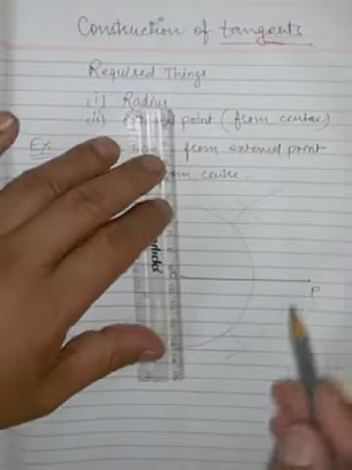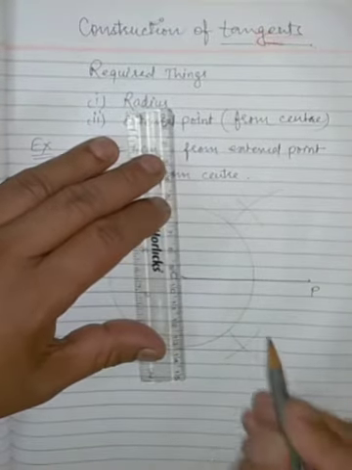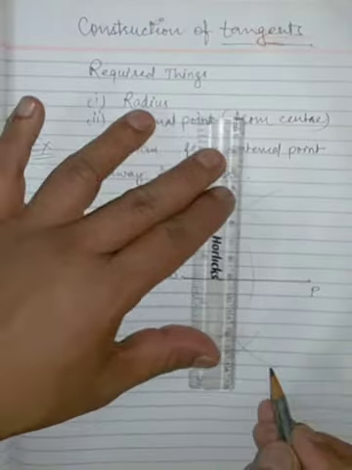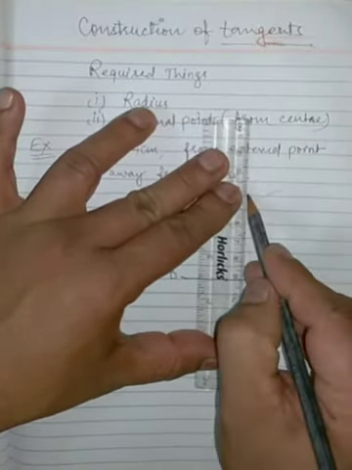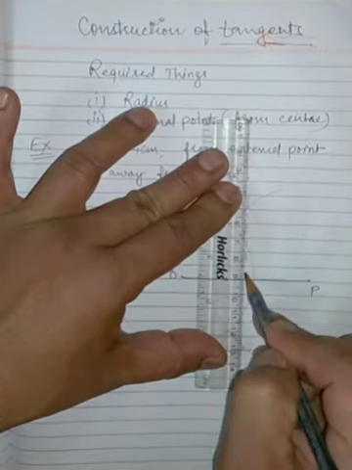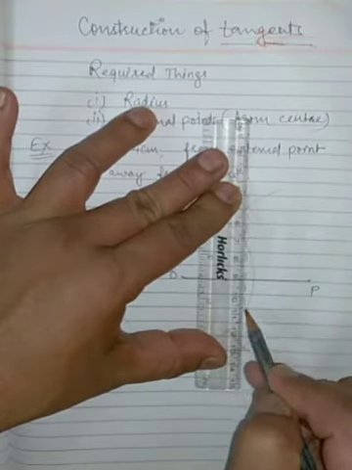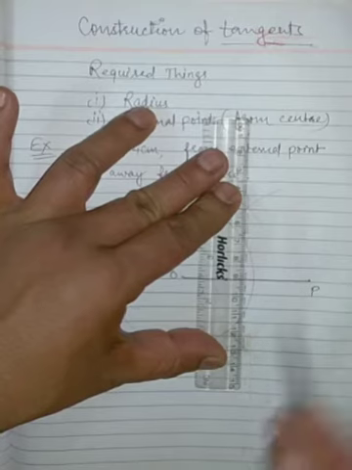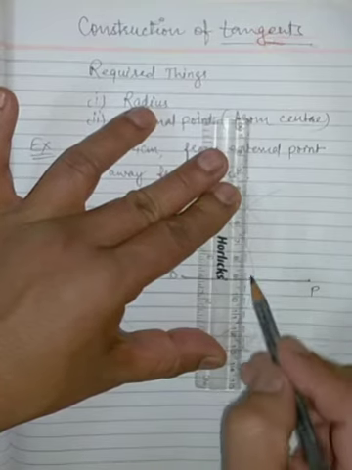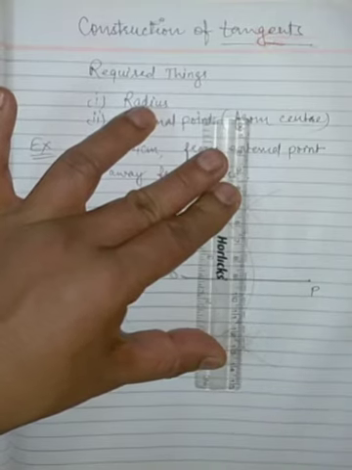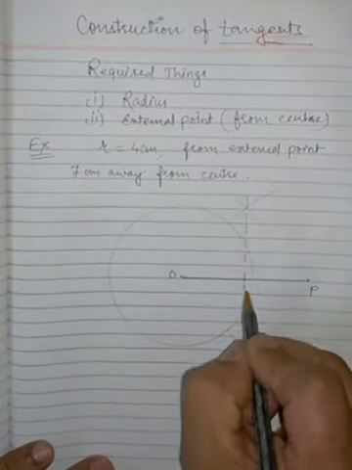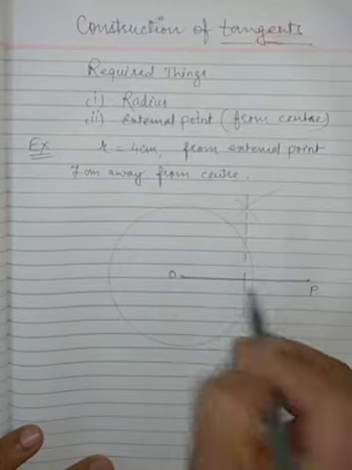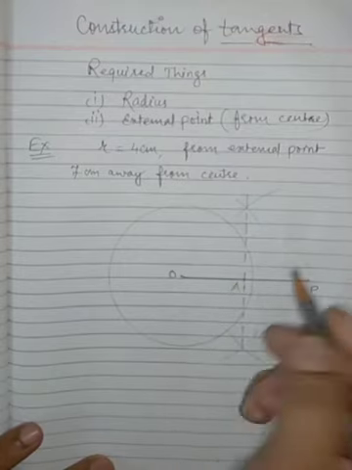Now let us join these points of intersection. You can join it with dotted lines. Just make sure that it should cut OP. So you will get here a point. Let the point be A, or you can take any other point.